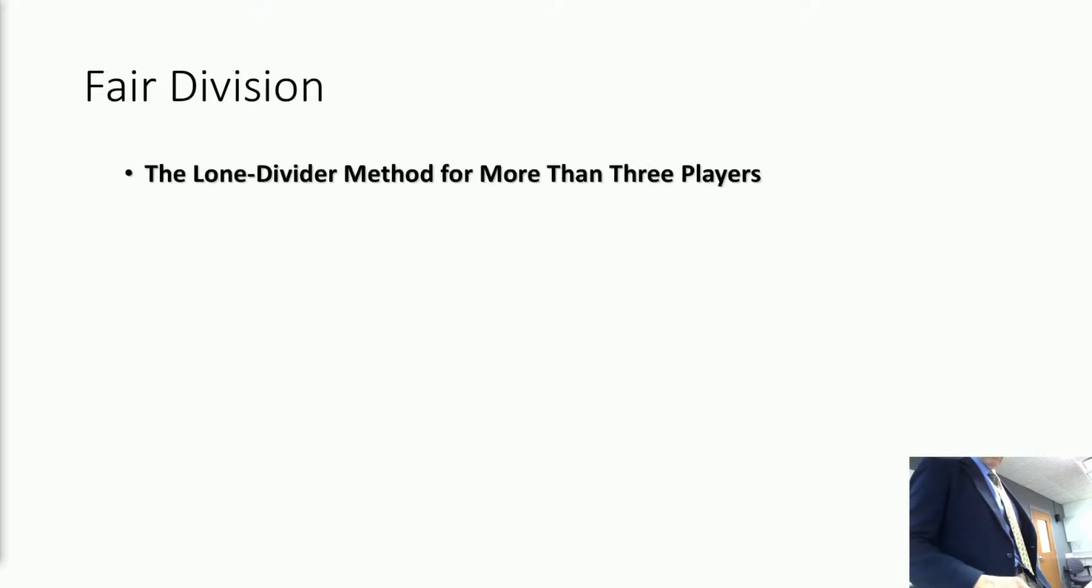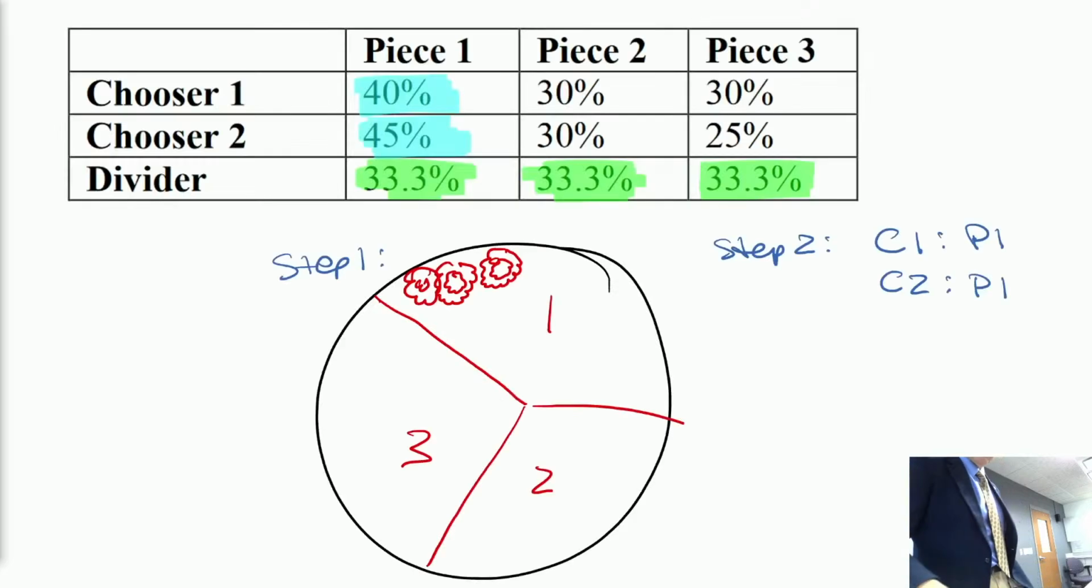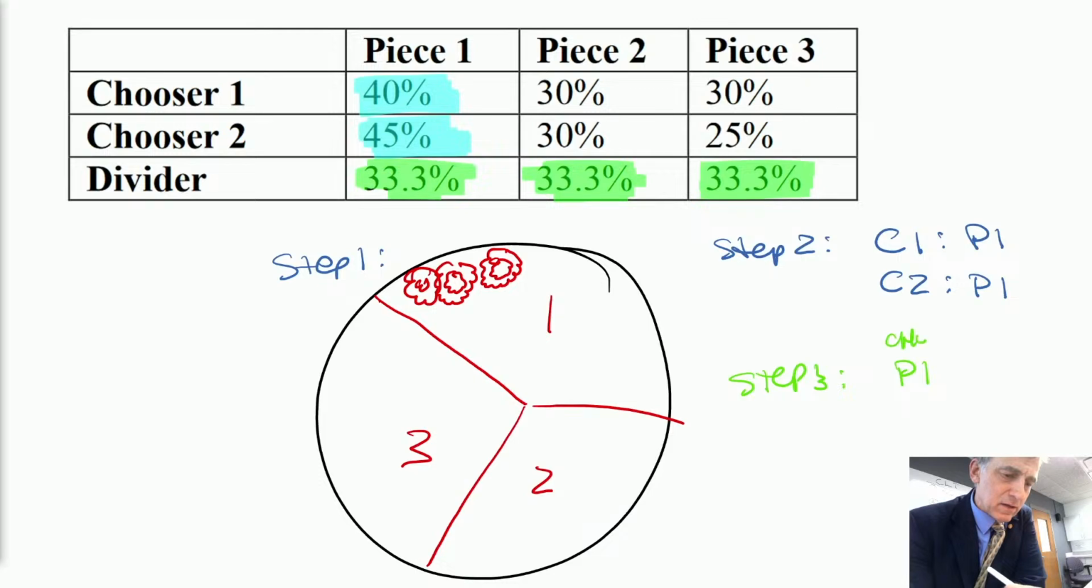Okay, the distribution. Let me just go. We'll just demonstrate this here. Okay, so in terms of step 3, step 3 is divide the stuff. So you have step 3. We have piece 1 is chosen. So notice that piece 1 was chosen by both of them, and unwanted are piece 2 and piece 3.